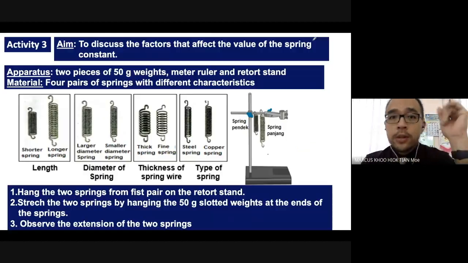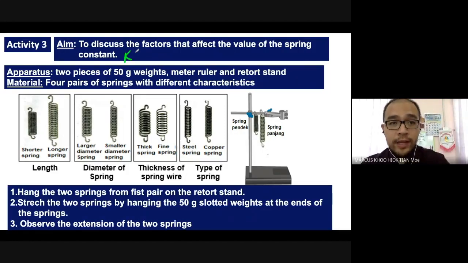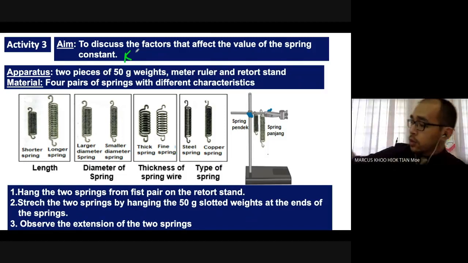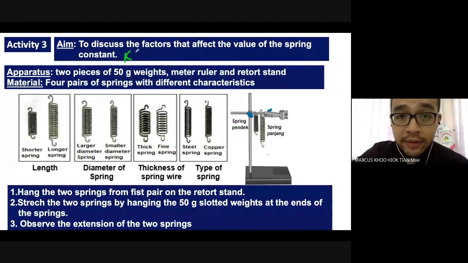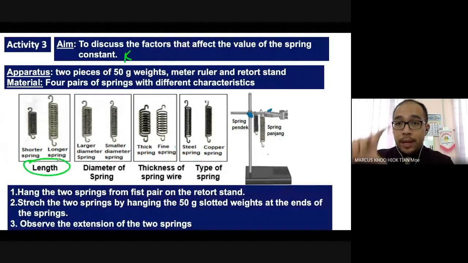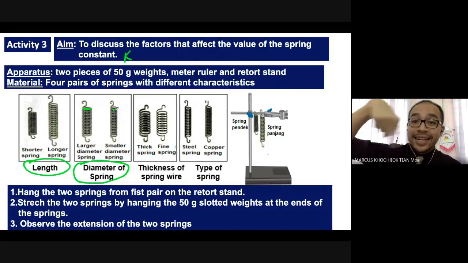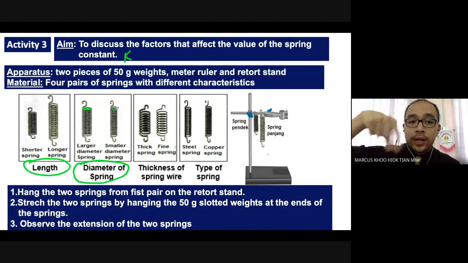Now today, I want to talk about the factors that affect the value of the spring constant. The spring constant is given with the letter K lah. So what are the 4 factors? There are 4 factors altogether, and it is also written in your notes in page 17. So the 4 factors are the length of the spring, panjang spring tersebut. Kedua adalah diameter of spring. I want you to take a look at this diameter. This is a bigger diameter, and this is a smaller diameter. Dia punya lingkaran, dia punya coil. That's the diameter of the spring.